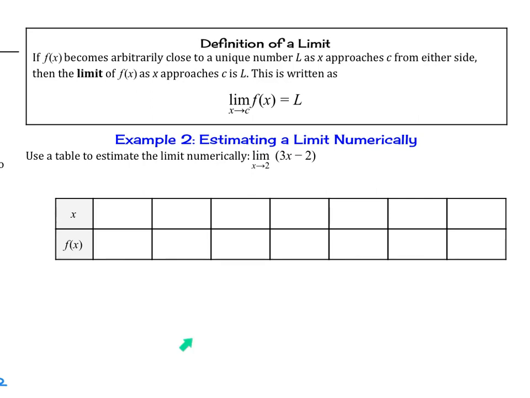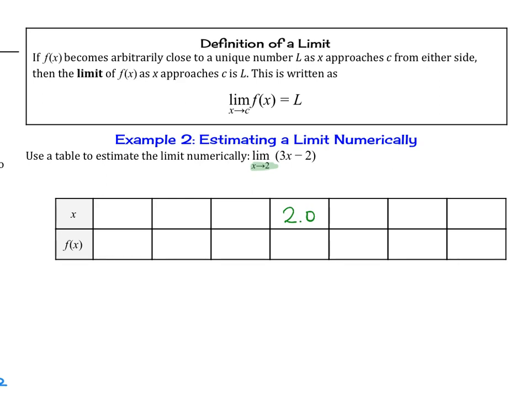3x minus 2 as x approaches 2. So it's giving you the number that we're trying to evaluate. So 2, I'm going to put that right in the center here. What happens when I plug in 2.0? And then we want to go to the left and to the right of that.